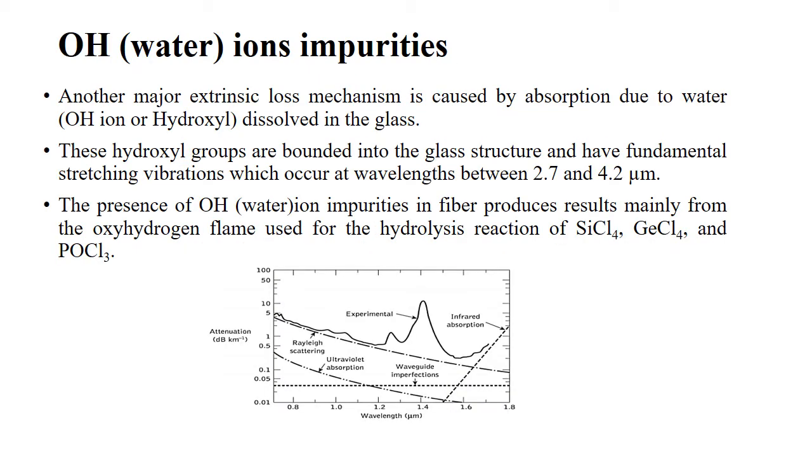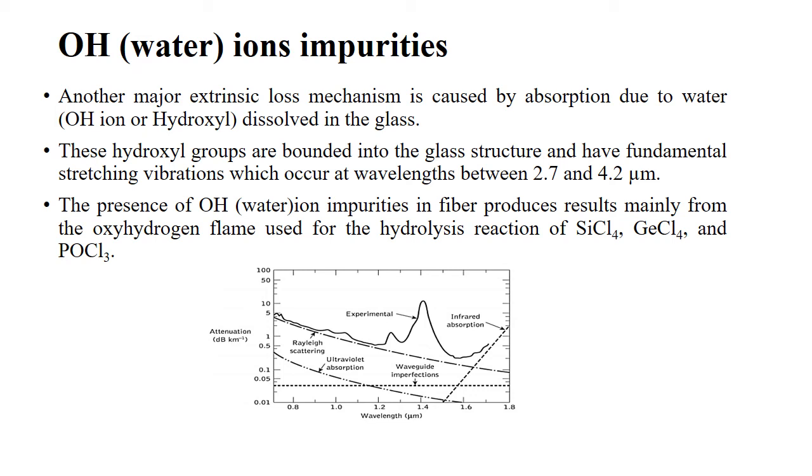OH water ion impurities. Another major extrinsic loss mechanism is caused by the water dissolved in the glass, that is OH ion or hydroxyl. These hydroxyl groups are bound into the glass structure and have fundamental stretching vibrations, which occur at wavelengths between 2.7 and 4.2 micrometers. The presence of water ion impurities in the fiber comes from the oxyhydrogen flame, which is used for hydrolysis reactions of SiCl4, GeCl4 and POCl3.